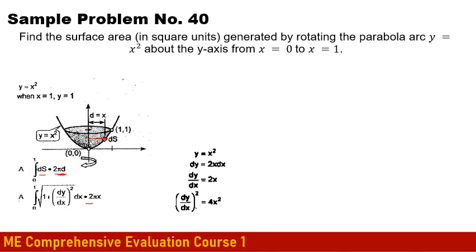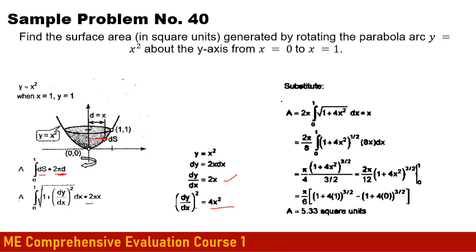So when y equals x squared, dy equals 2x dx, and dy/dx equals 2x. So (dy/dx) squared equals 4x squared. We substitute the result here so that we obtain this one. From this, you can already use the scientific calculator, and we find that the surface area is 5.33 square units.